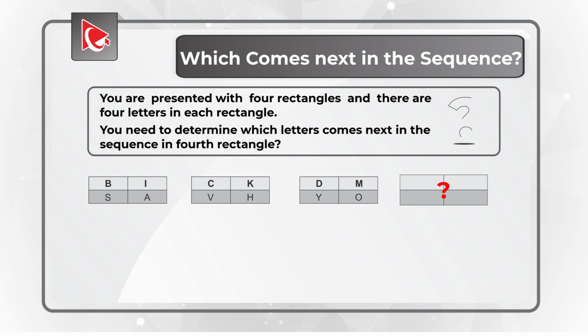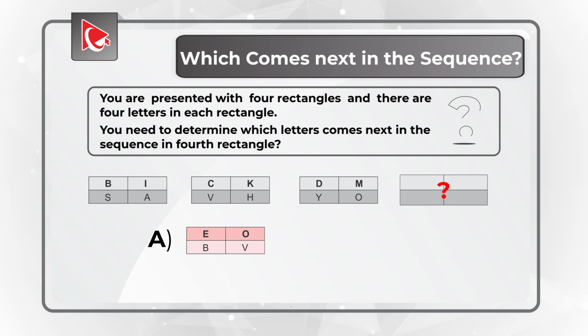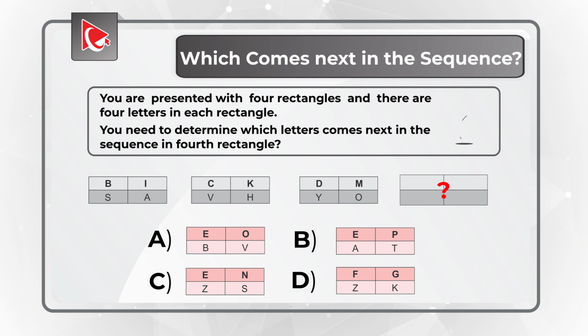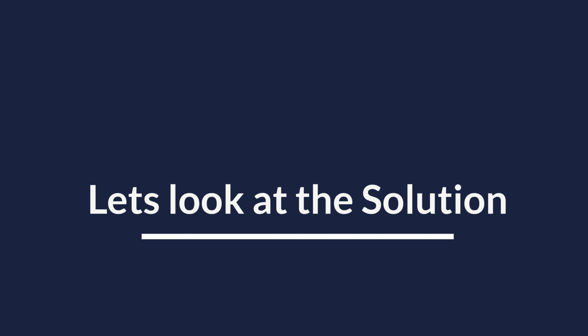What's interesting is that the upper row of the letters is bold, and the lower row of the letters in the rectangles is the regular font. You need to determine item that comes next in the sequence, and you're presented with the 4 different choices. Choices A, B, C, and D. Take a close look to see if you can determine the answer. As I mentioned, this is one of my most favorite questions. Let's move forward so I can share the solution with you.